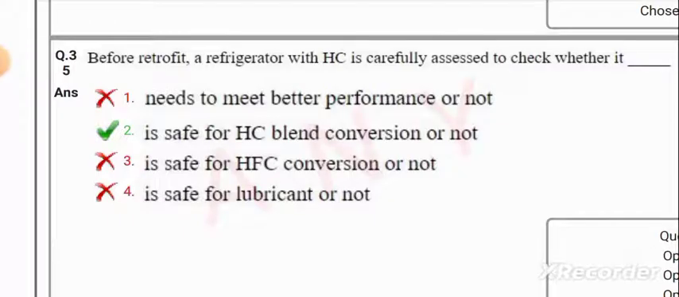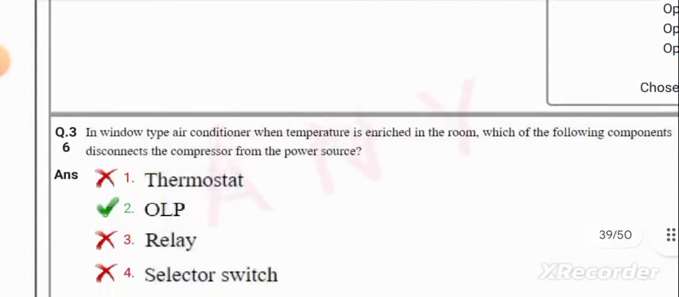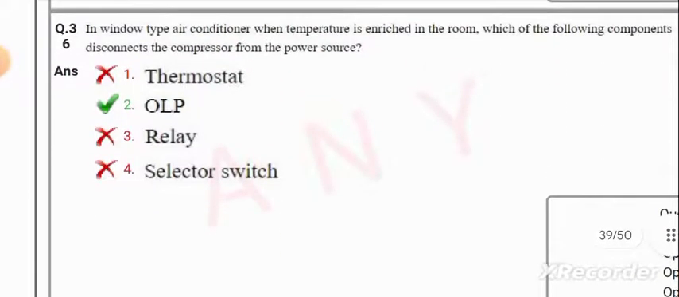Before retrofit, a refrigerator with AC is carefully assessed to check whether it is safe for AC blend conversion or not. In window type air conditioner, when temperature is increased in the room, which of the following components disconnects the compressor from the power source? OLP.